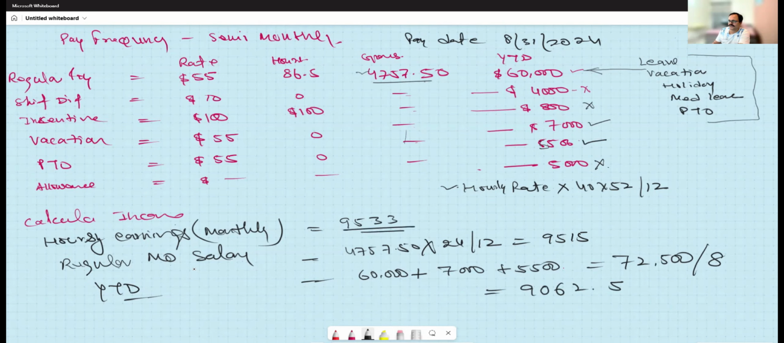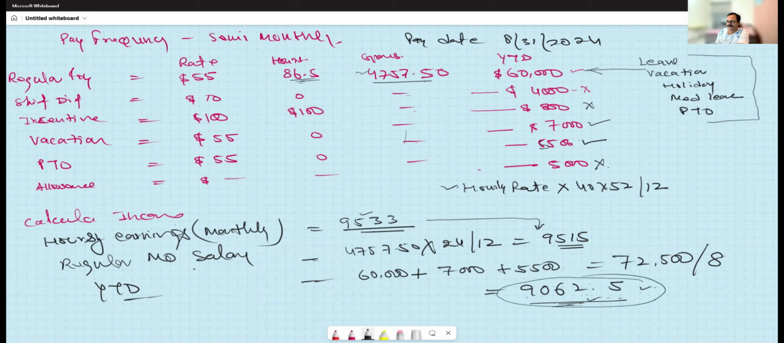Now you have three incomes: 9533, 9515, and 9062. If the borrower works full hours every pay stub, his income should be 9533, but his income is less, 9515, right? And his YTD is even less, 9062. That means the borrower might have had fewer working hours in the previous months. This time he has full hours, so his income is almost the same. But in the previous months, his income might have been slightly up and down. So this is the average income for the last 8 months, and we should go with 9062.